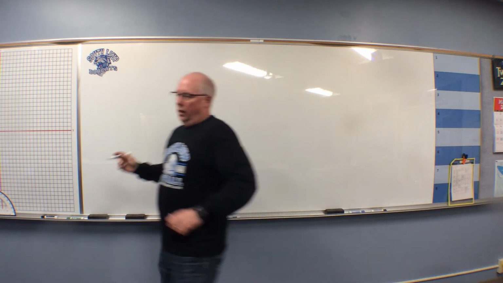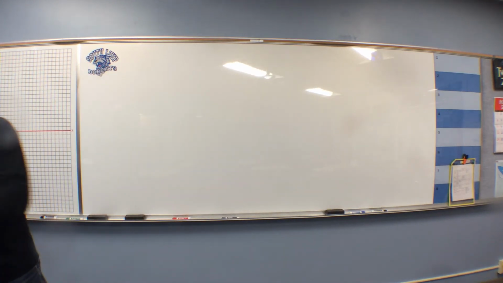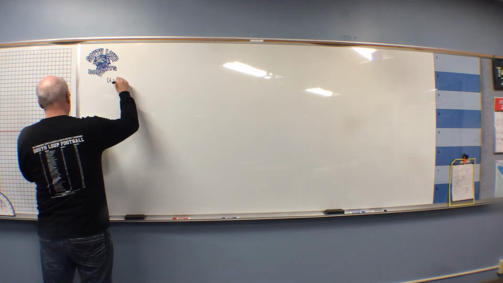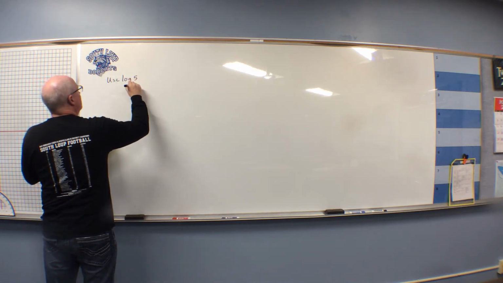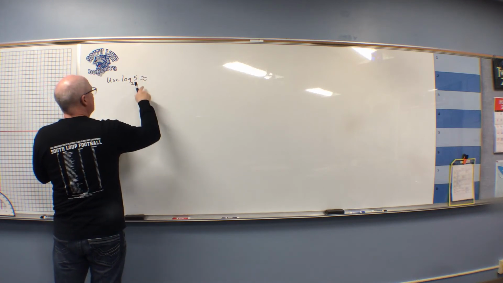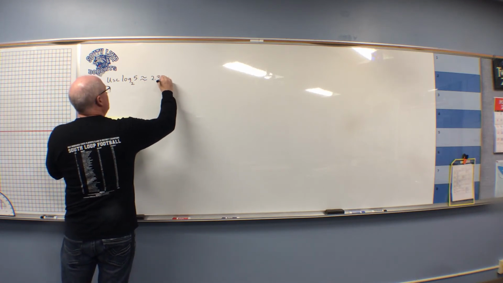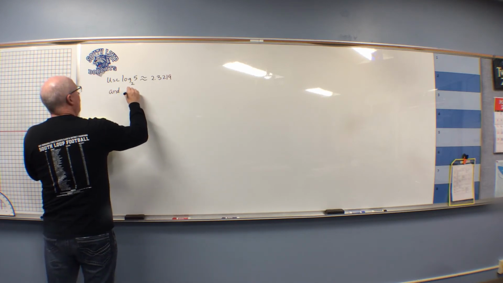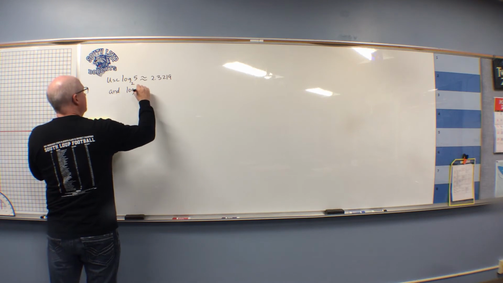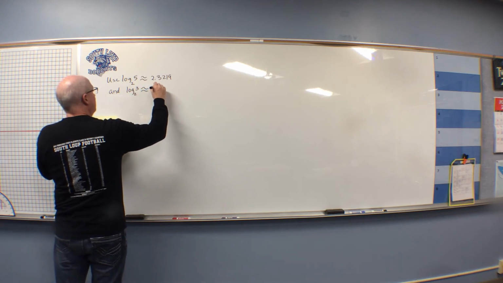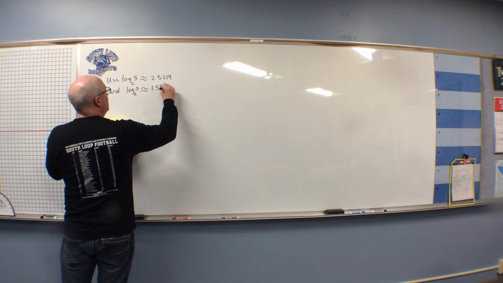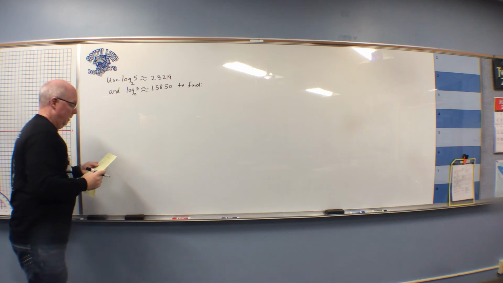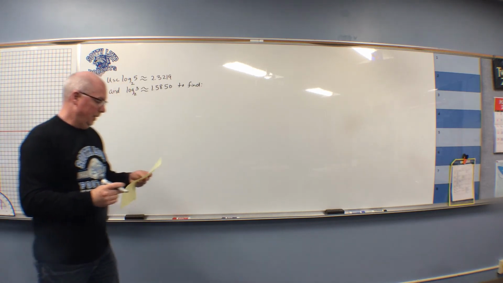Okay? For example, let's say that we had these directions. It said use the log of 5 base 2 is approximately, that means approximately, 2.3219, and the log of 3 base 2 is approximately 1.5850 to find the following, all right? And I don't remember what example I was on. I think I'm on number 10.